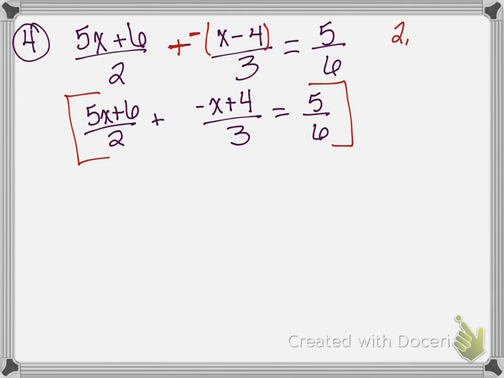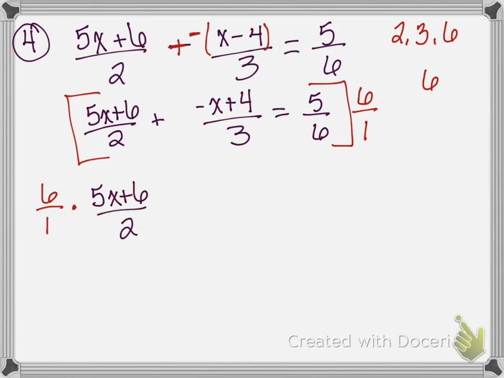I've got to multiply by my LCD. So I have a 2, I have a 3, and a 6. So my LCD for this one is 6. So I am going to multiply everything by 6 over 1. So I have 6 over 1 times 5x plus 6 over 2. Then I have 6 over 1 times negative x plus 4 over 3. And then 5 over 6 times 6 over 1.